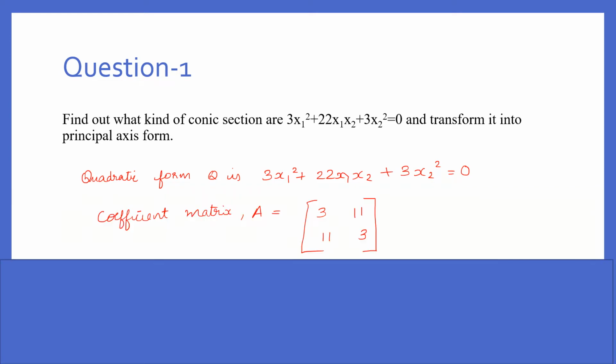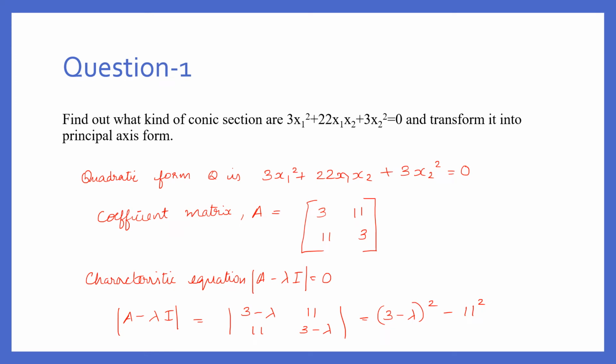So for our coefficient matrix, we have to take x1 as the first row and first column and x2 as the second row and second column. So x1 square, this position is x1 square, coefficient of x1 square is 3. Then this position is x1 x2, we are having x1 x2 as 22. So we are having x1 x2 as well as x2 x1. So 22 divided by 2, 11 will be here and 11 will be in x2 x1 position. Then the next position is x2 square coefficient, that is 3. So our matrix is 3 11 11 3.